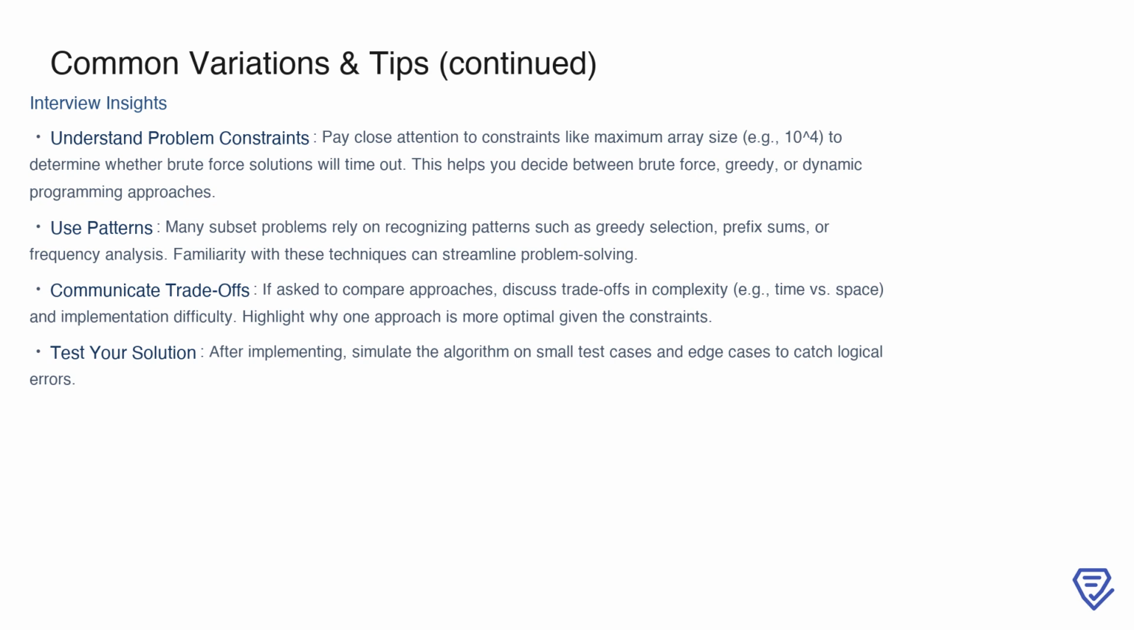Recognizing patterns is also crucial. Many subset problems share similar techniques, such as greedy selection, prefix sums, or frequency analysis. Being familiar with these patterns can speed up your problem-solving process. When discussing solutions, make sure to communicate trade-offs. For instance, you can compare time and space complexities or the difficulty of implementation between different approaches. This demonstrates a deeper understanding of the problem.